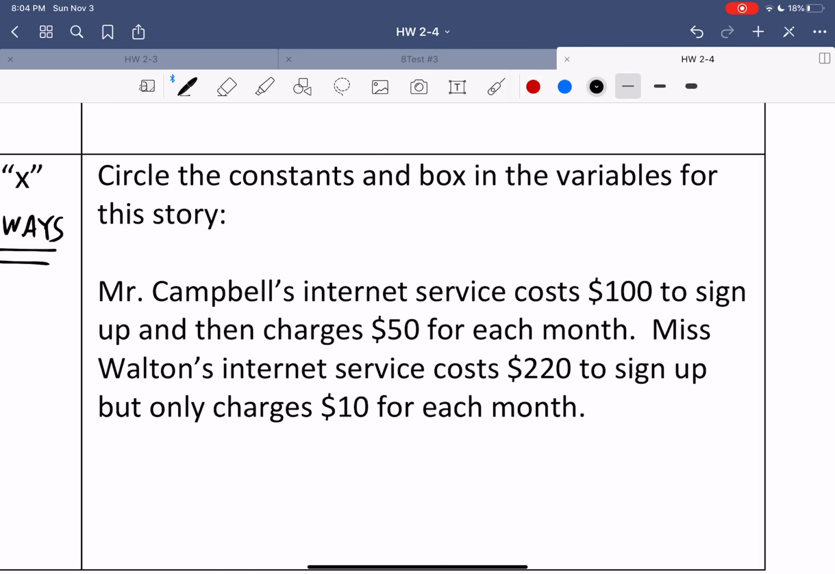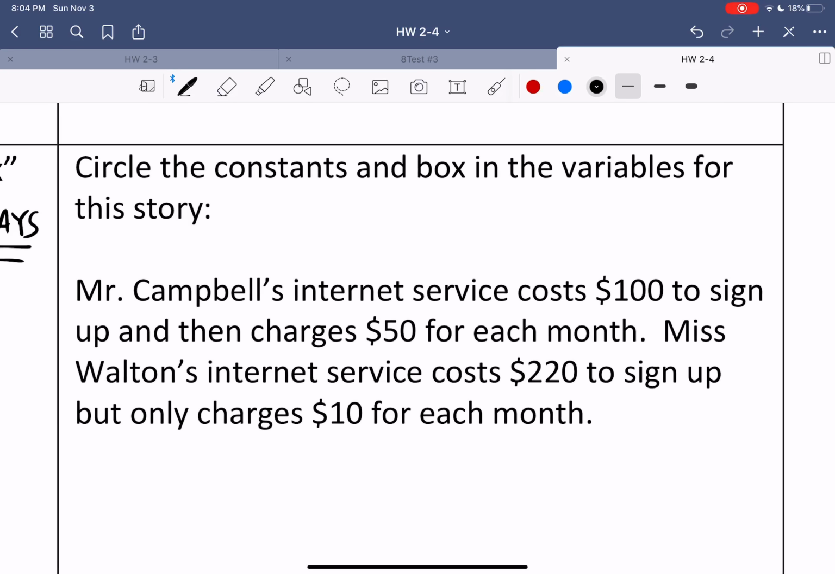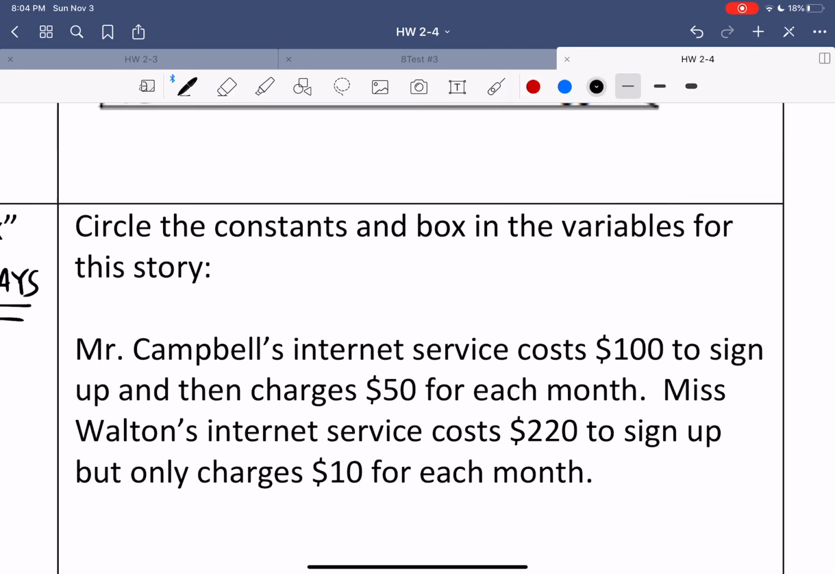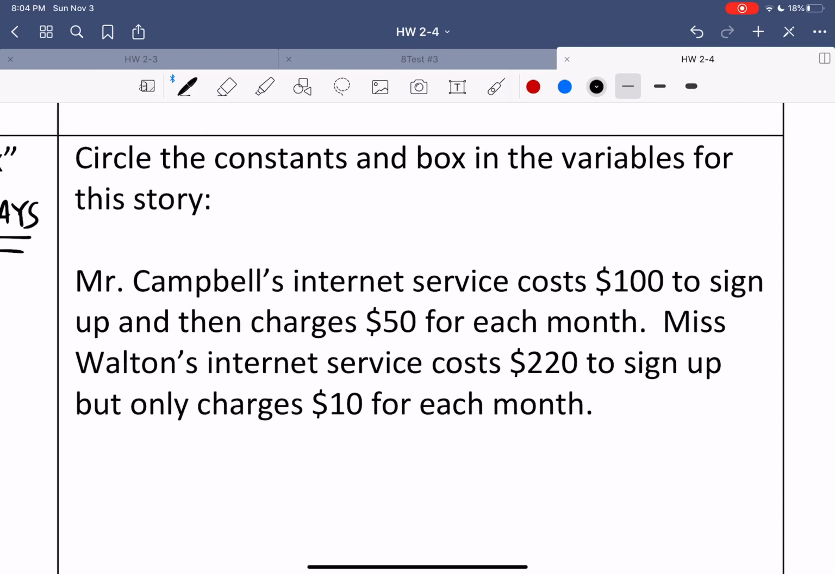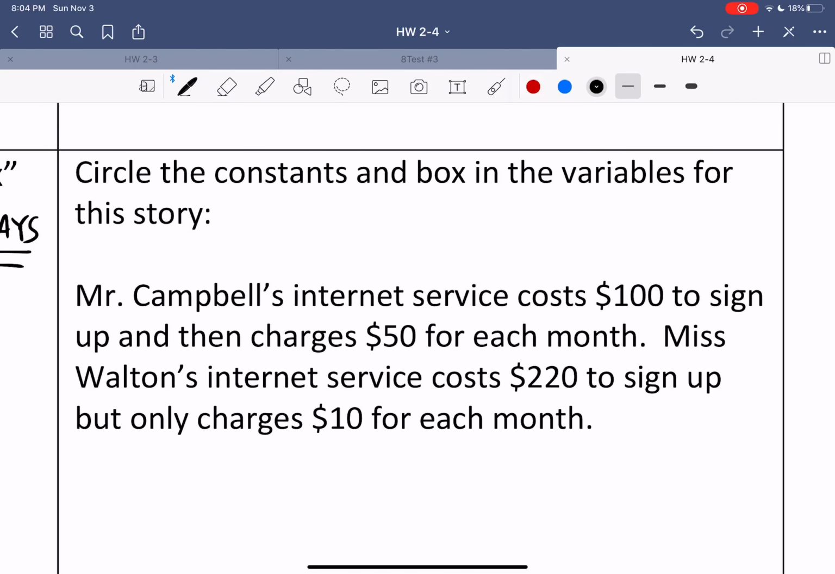All right. So this says circle the constants and box the variables in this story. So this is taking a little bit of a step back. So circling our constants or boxing a variable. Mr. Campbell's internet service costs $100 to sign up and then charges $50 each month. Miss Walton's internet service costs $220 to sign up, but only charges $10 for each month.